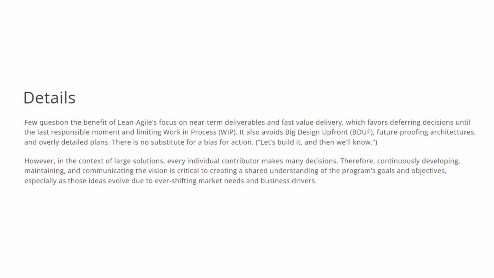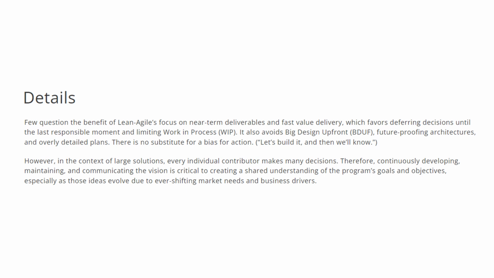We will even elaborate the product backlog only when that is necessary. It's kind of a just-in-time scenario. So there's no substitute for a bias for action. Let's build it, then we will know. That's how it works. However, in the context of a large solution, every individual contributor makes many decisions.